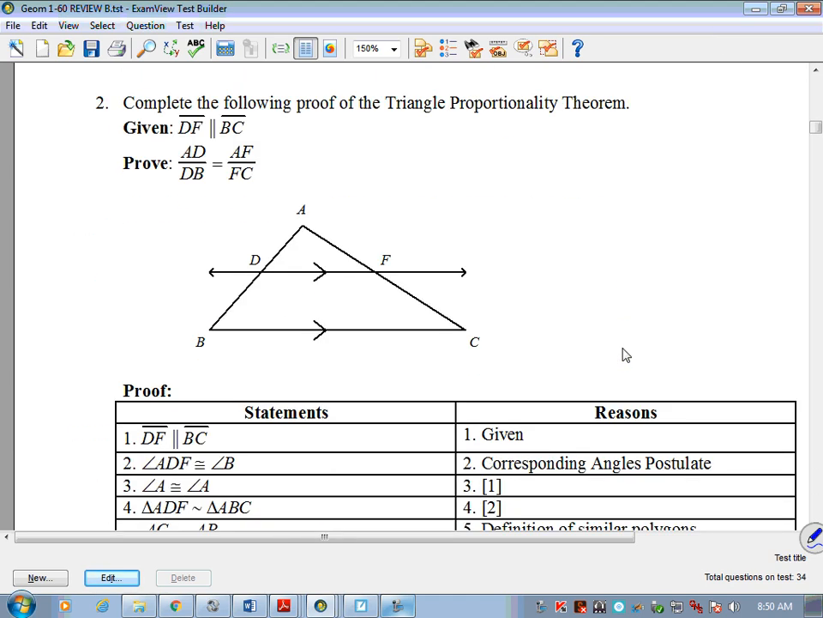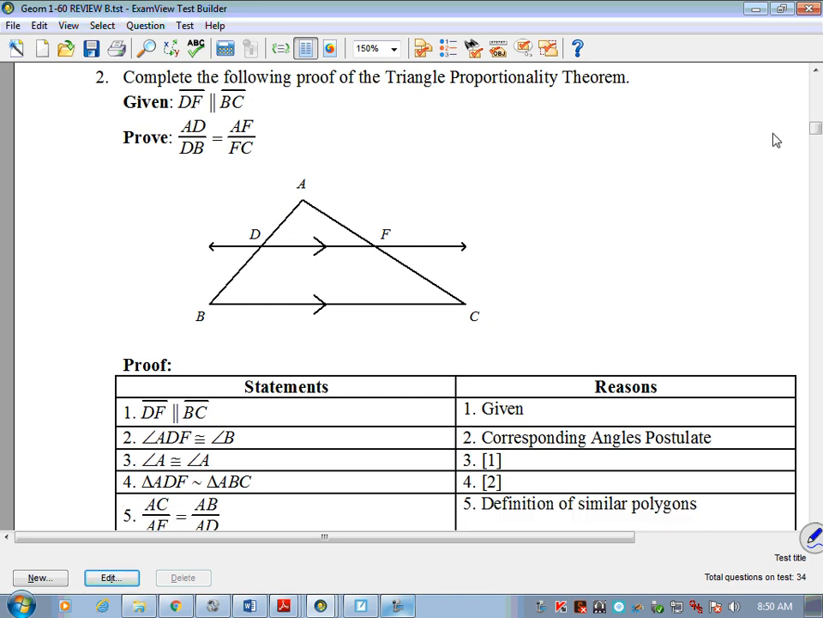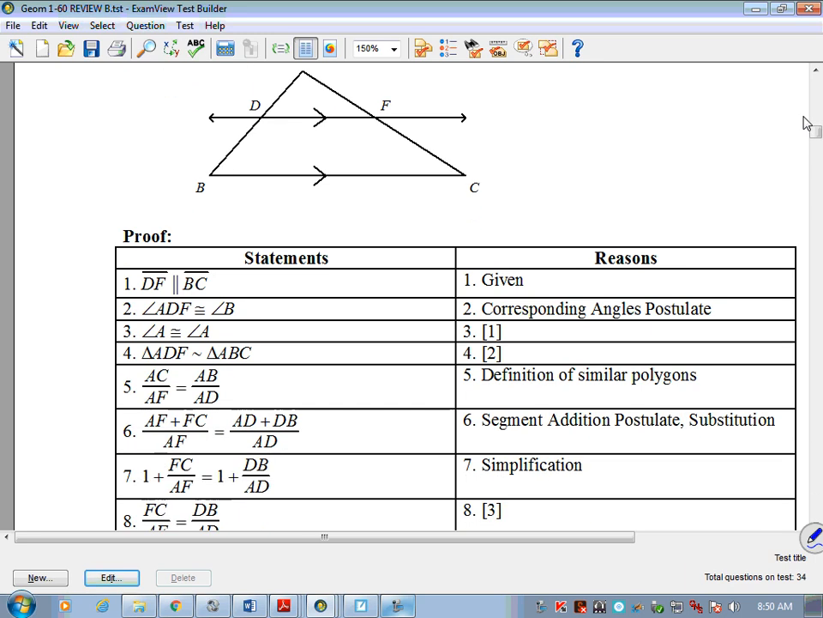Question number 2, we've got a proof. You can look at lesson 60, proportionality theorems. It says complete the following proof of the triangle proportionality theorem. Okay, so we are given that DF is parallel to BC. We want to prove that AD over DB is equal to AF over FC. So let's go down here and let's look at the other information that they give us. Let's see, DF is parallel to BC, that's my given.